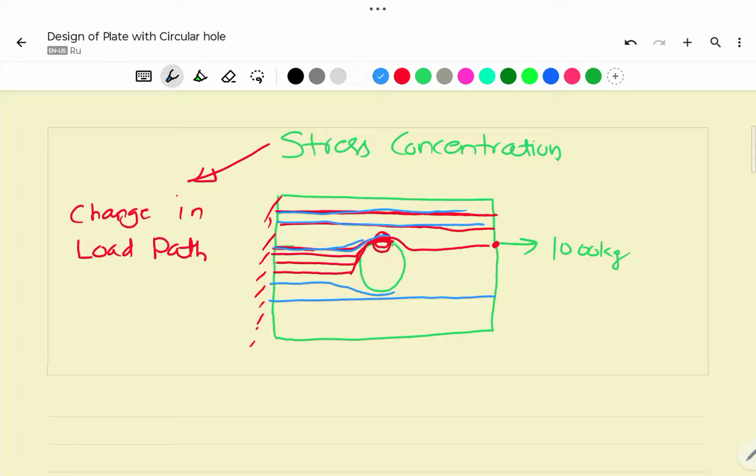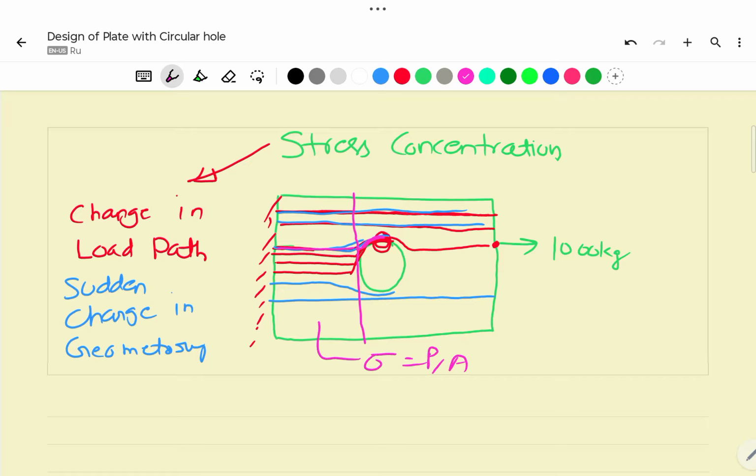If there is a change in load path, another thing we observe is a sudden change in geometry. Till here my plate is uniform, but once we come here there is a change in geometry, there is the hole. Stress concentration occurs where there is a change in geometry. Till here sigma equals P by A is applicable and I can calculate the stress.